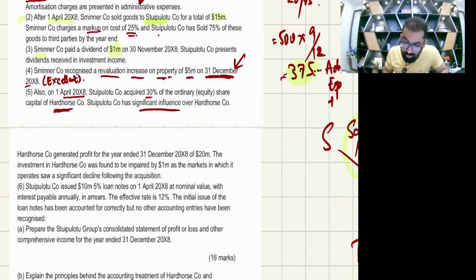H company generated profit for the year, complete year profit is 20 million. Complete year profit is 20 million. Can you see? Complete year profit. So I will apportion it to 9 upon 12.